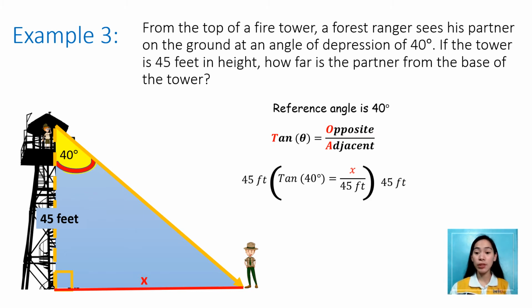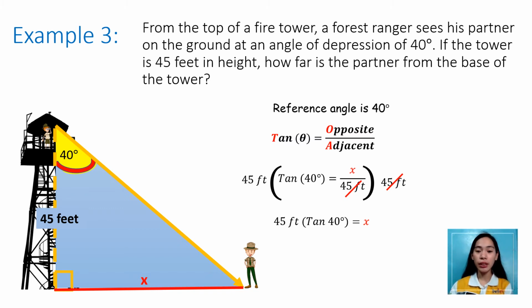We have tangent 40 degrees is equal to x over 45 feet. Then let's multiply both sides by 45 feet, again using the multiplication property of equality. Since 45 feet divided by 45 feet would be 1, let's cancel this out. 45 feet times tangent 40 degrees is equal to x.